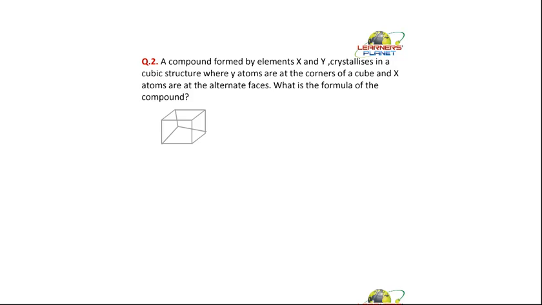So this is a cube, though it is haphazard, and I have made it, sorry students. Now, Y atoms are at the corners of the cube. Your blue line indicates Y atoms, and this indicates the X atoms. Now, Y atoms, where are they present? They are present at the corners.